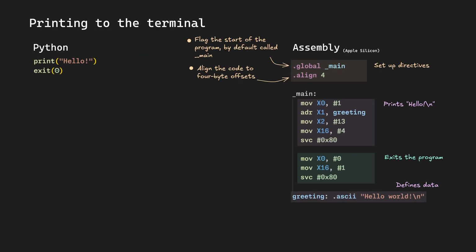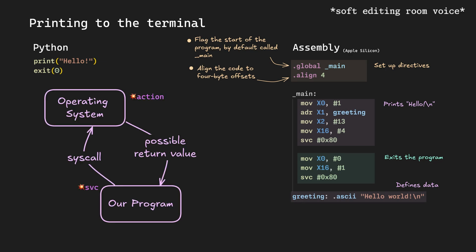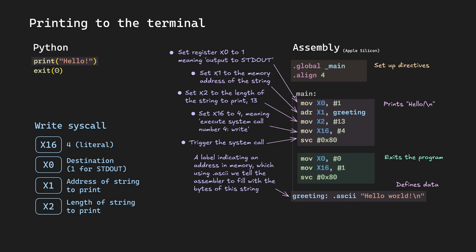We'll start off by writing to the terminal. Assembly programs running in the context of an operating system can only interact with the outside world via system calls. System calls are a request from our program to the operating system to do something on our behalf. We saw one of these with the exit code example before, and now we'll see it with printing to the terminal. Like before, we have our main and align directives, and then we have our main section which makes 2 system calls.